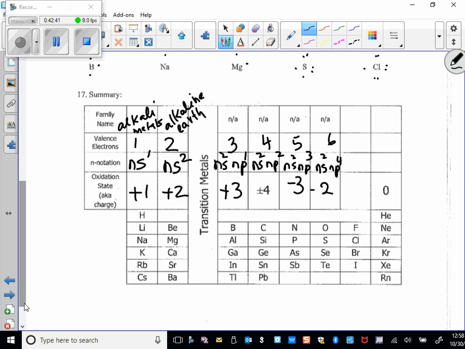-2. Group 17 is known as the halogens. It has 7 valence electrons. It's going to be NS2 and P5. And it will be what charge? -1. The last one is noble gases. They have 8 valence electrons. It's going to be NS2 and P6, and they do not form bonds. Do we understand this? Yes. Are we good thus far? Yeah. Okay, I'm going to stop this. Hold on.